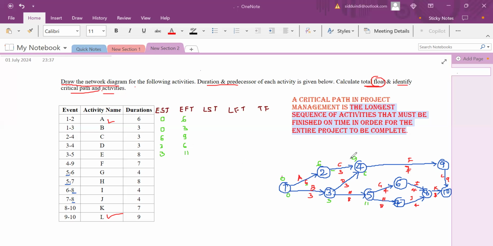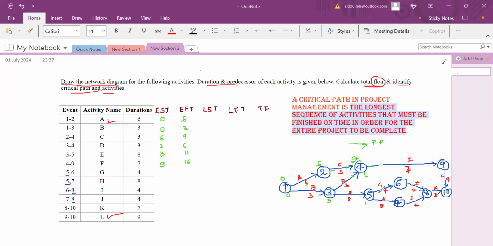Next is 4 to 9. See here, two early finishes are there, right? One is 6, another one is 9. So here we have to consider, while moving forward, this is called forward passing. Whatever the maximum time it takes to complete these activities, only then will the next one start. After completion of these two activities only it will start, right? So we have to consider the maximum one. So here early start is 9, and early finish is 9 plus 7, which is 16.